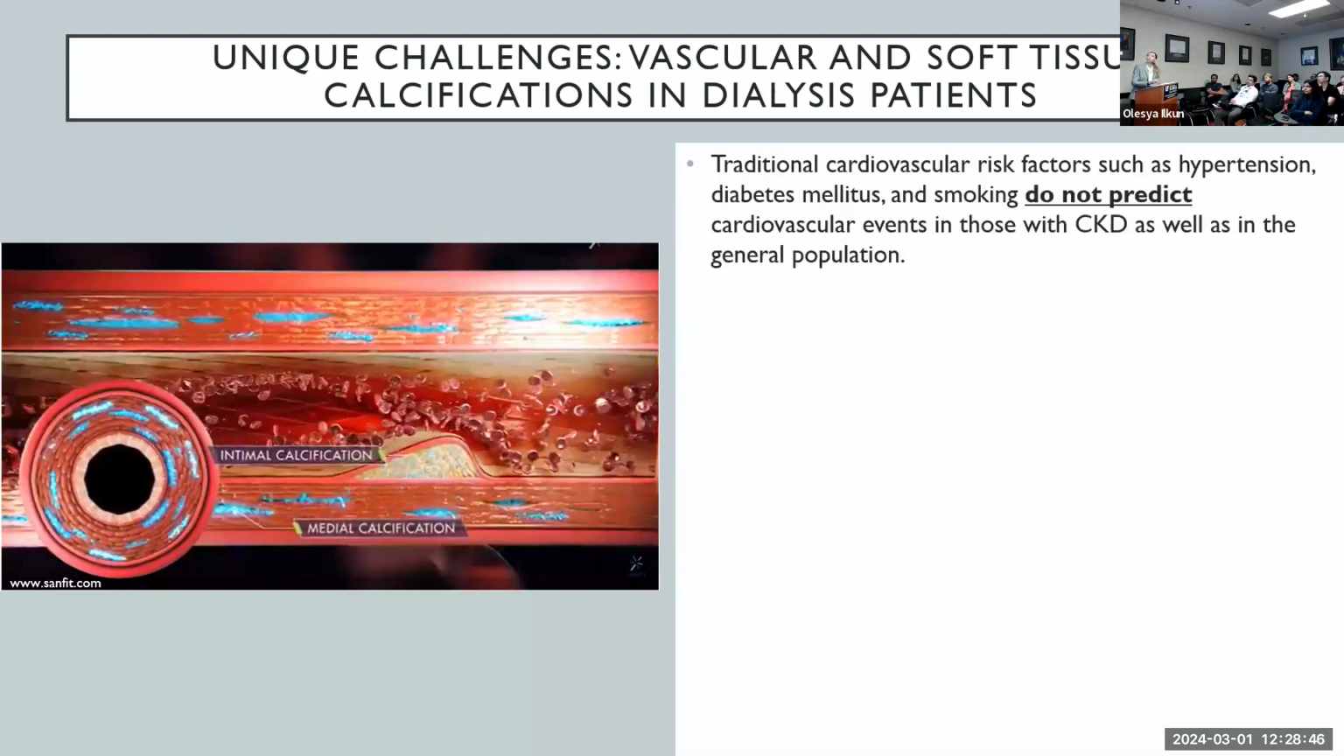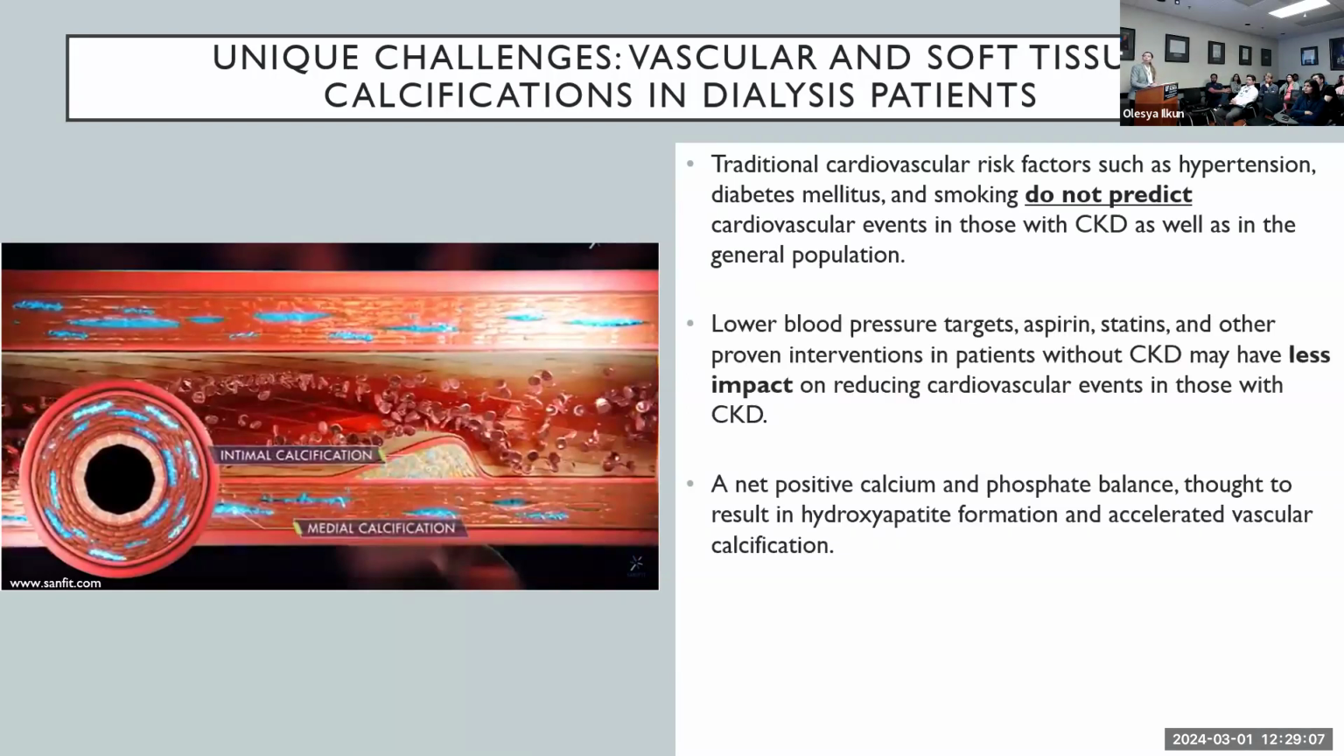So here, what does this mean to us? That control of traditional risk factors such as diabetes, LDL cholesterol, or even smoking does not prevent cardiovascular complications in patients with advanced CKD, particularly in dialysis patients. It is not enough. Lower blood pressure targets, aspirin, statins, all those proven interventions, they have less impact on reducing cardiovascular events.